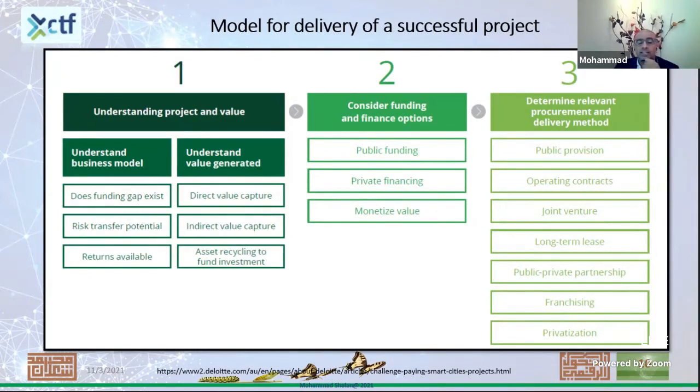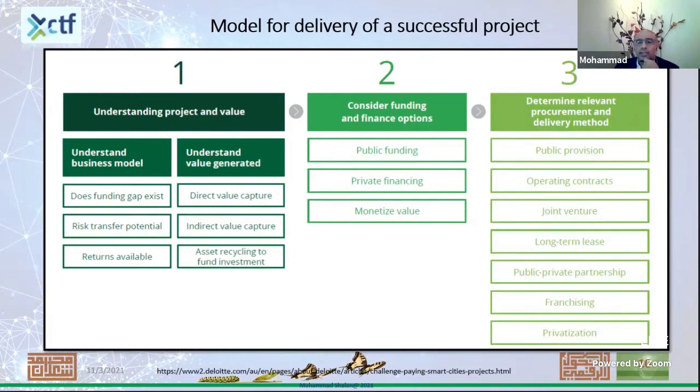Here we need to understand the business model. First of all, what business model are we talking about, because today there are a lot of business models being elaborated by different people, by different consultants and organizations. The traditional one is no longer working.